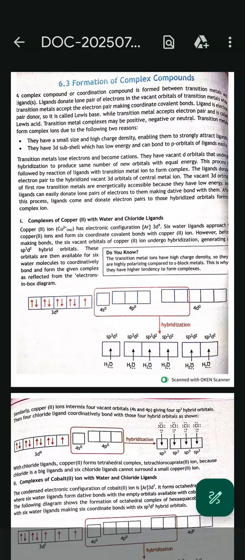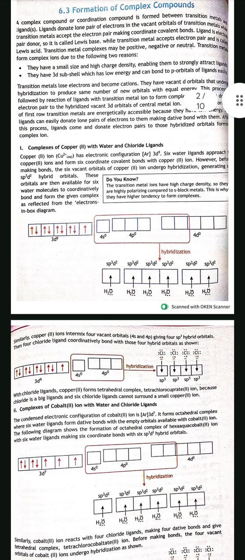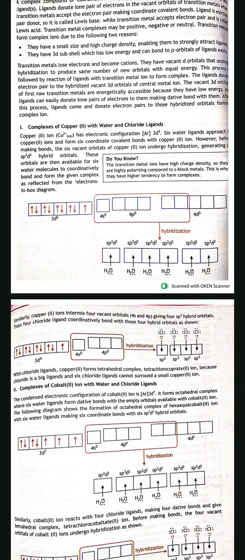Transition metal complexes may be positive, negative, or neutral. Transition metals form complex ions due to the following reasons. They have small size and high charge density, which enable them to strongly attract ligands. They have 3d subshell which has low energy and can bond to p orbitals of ligands easily. So they have the high charge to size ratio, and the second condition is that they have 3d subshell that has low energy.